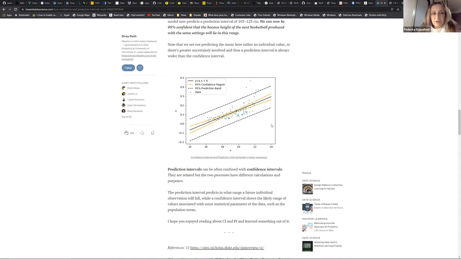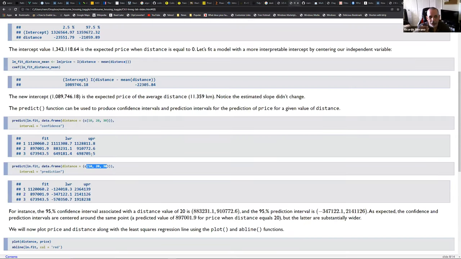And he's adding some new data and testing the prediction on new data. Here we're just doing the intervals for the prediction within the range of distance. If you go to a summary of the data set, you see that distance is from 0 to 48 kilometers. So we're taking points within that range.